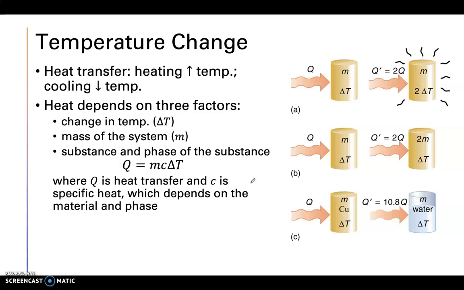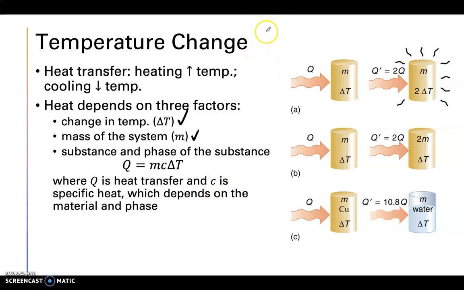All right, let's talk about temperature change. Temperature change has to do with heat transfer. Remember, if you're heating something, you have an increase in temperature. If you're cooling something, you have a decrease in temperature. Heat depends on 3 different factors: the change in temperature, the mass of the system, and the substance and the phase of the substance. So what is the type of substance, and what phase is it in?